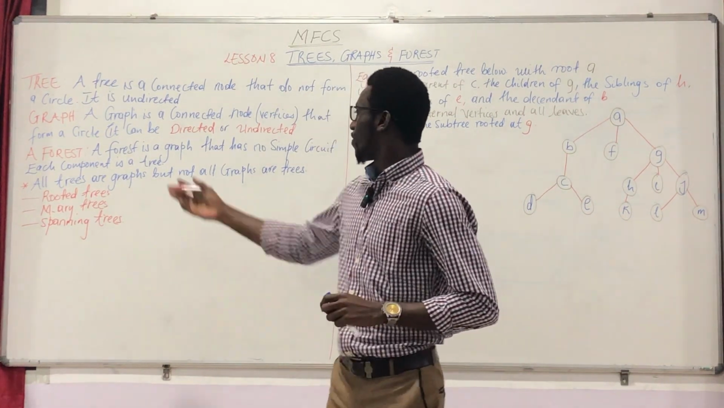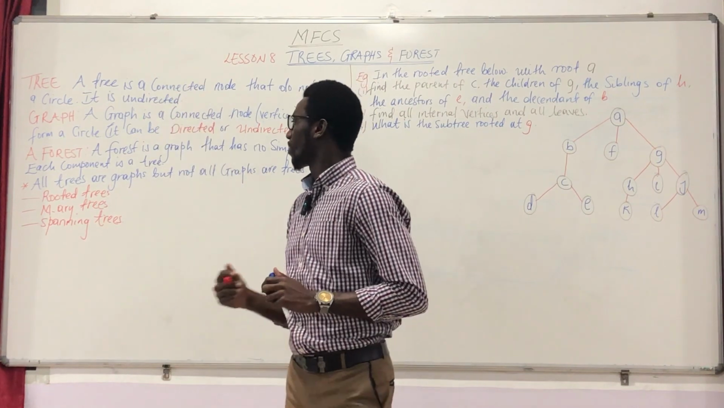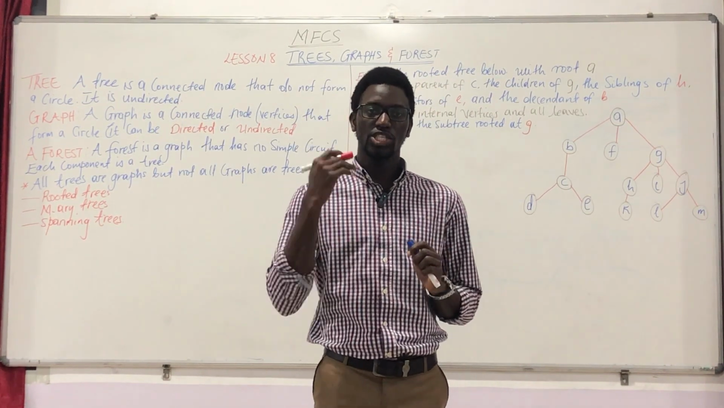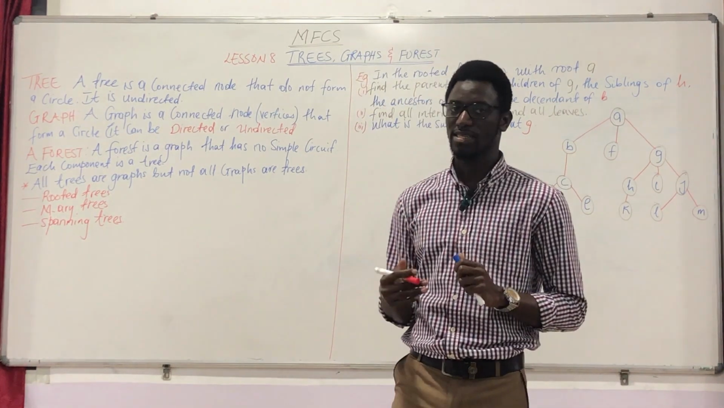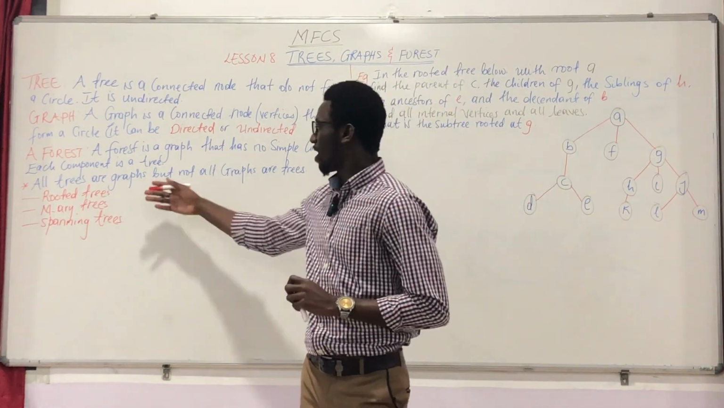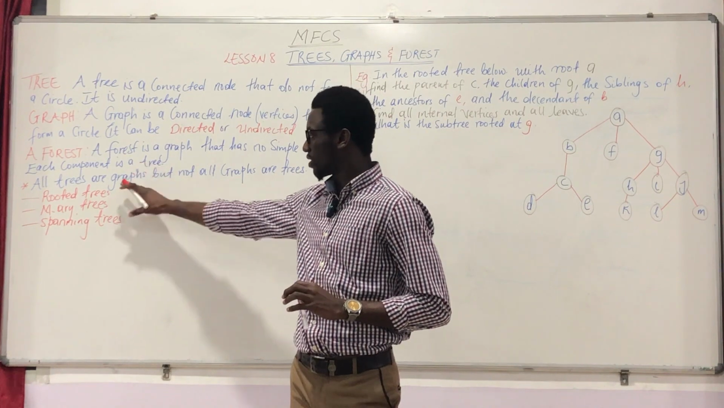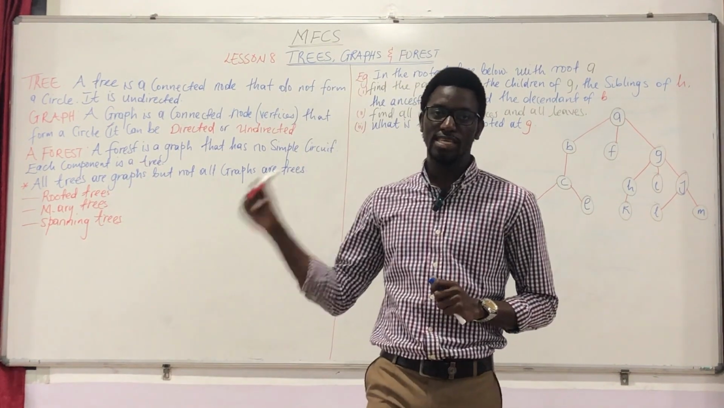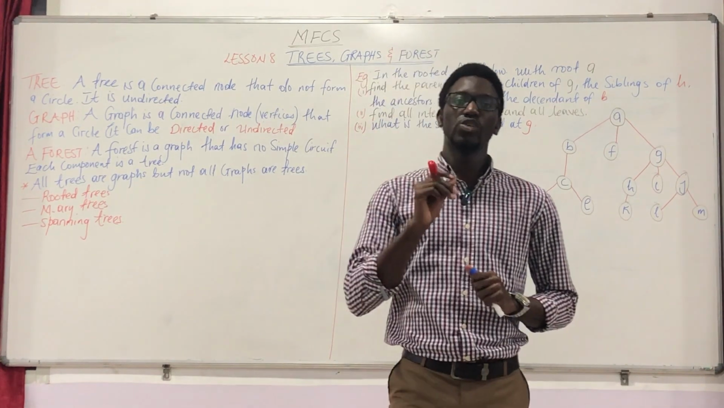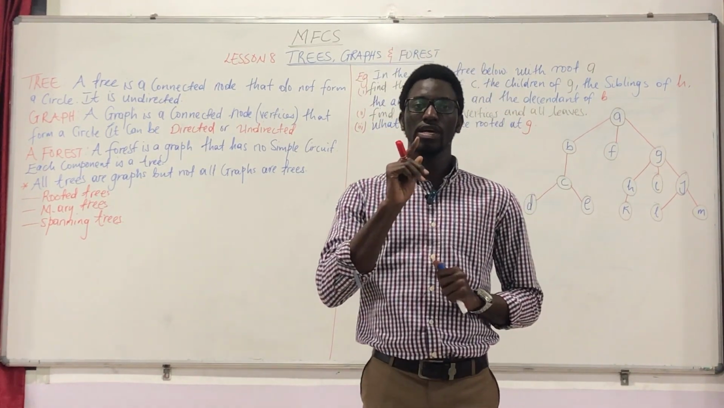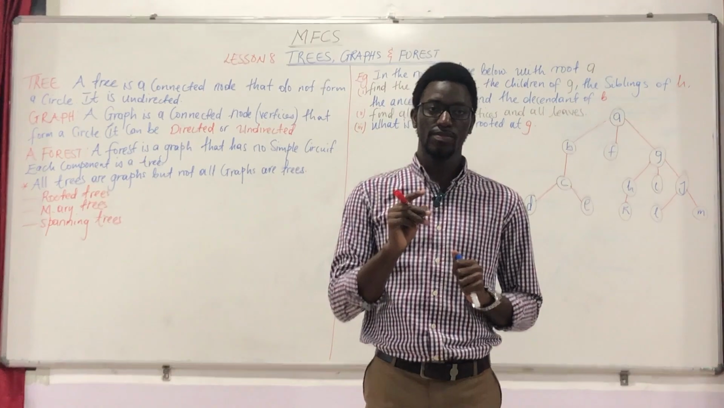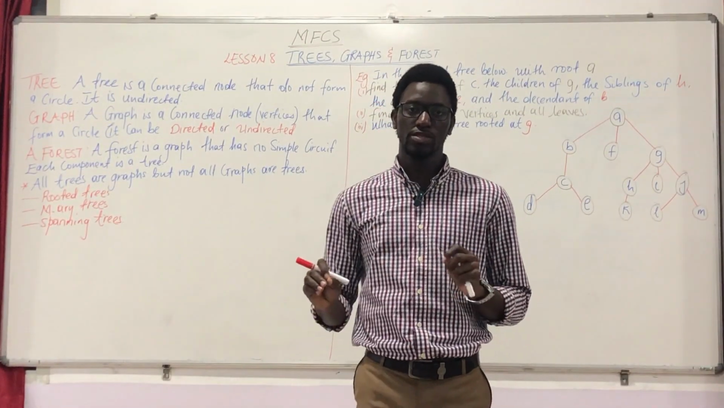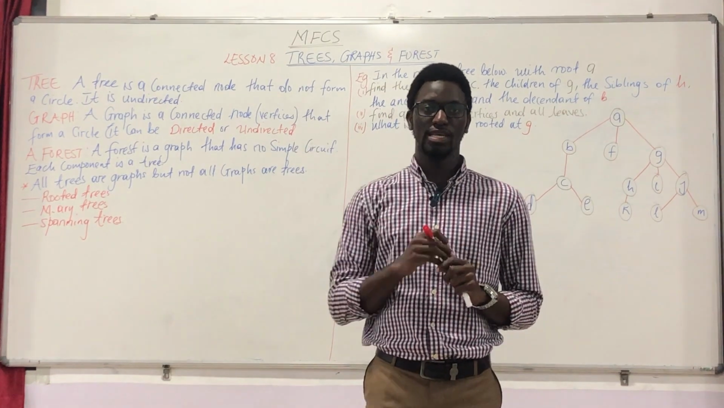Now, a forest is similar to a tree, but each component is a tree. Each component of a forest is a tree. And for trees, we have types of trees: rooted tree, M-ary tree, and spanning tree. For a rooted tree, one of the nodes is the root node, and from that node we have the other nodes. That's why this is called a rooted tree.